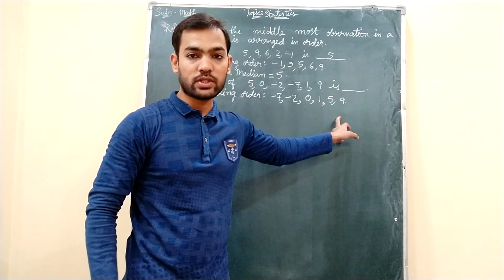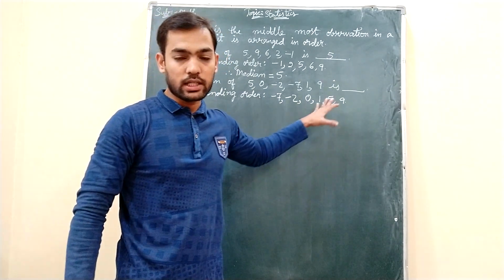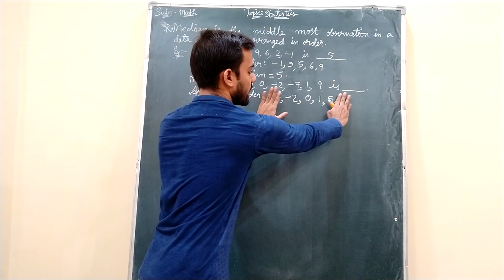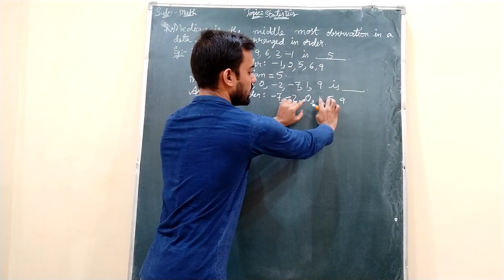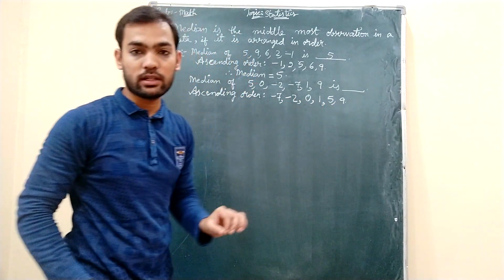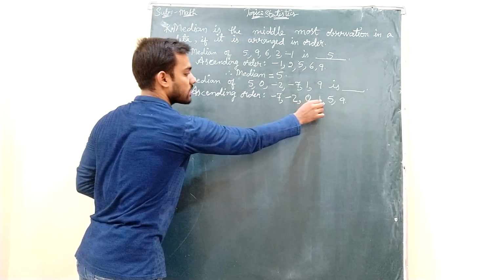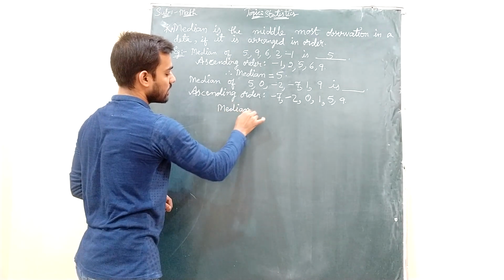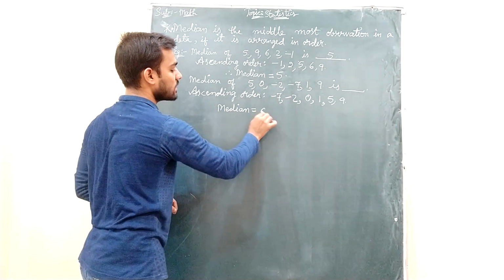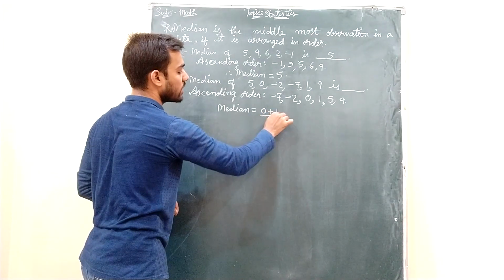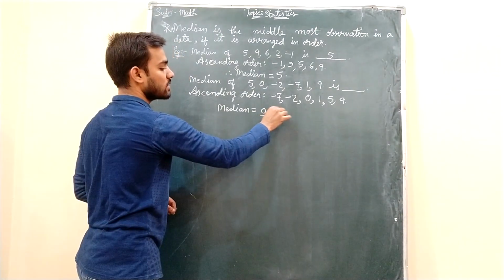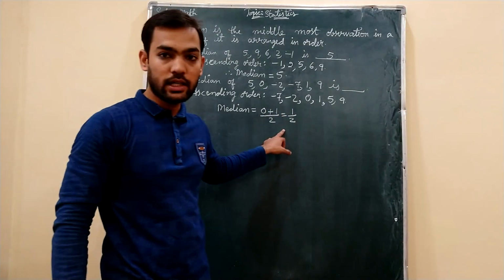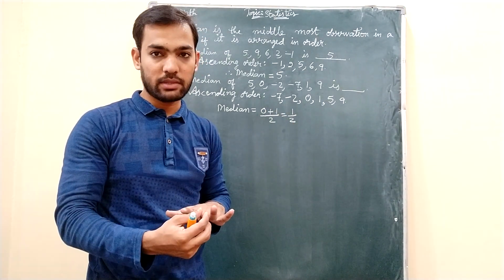These are your 6 observations that you have arranged in an order. Now here there are 2 middle values. If you see, minus 7 and 9 get covered, then minus 2 and 5, then these 2 values remain, 0 and 1 remain. So whenever you have this type of thing, what you have to do, median is equal to add both the numbers and divide by 2. 0 plus 1 by 2. 0 plus 1 is 1 divided by 2. This is the median. Understand?